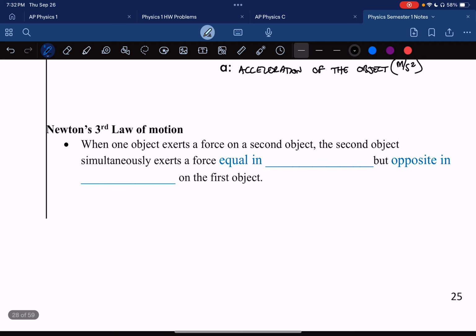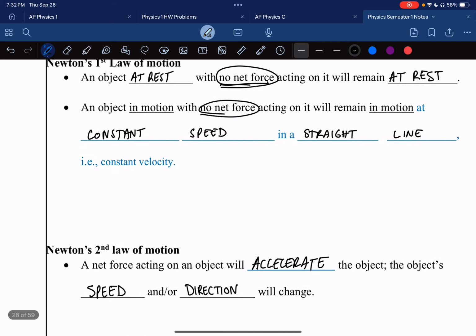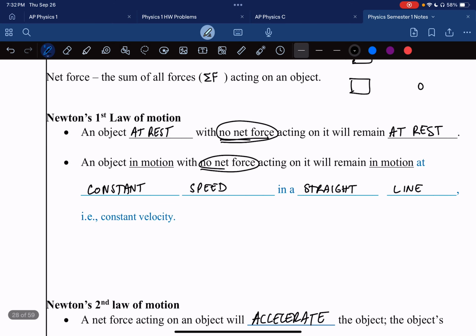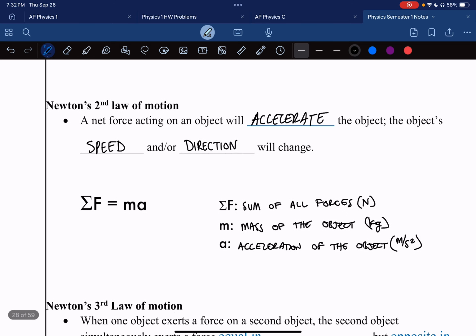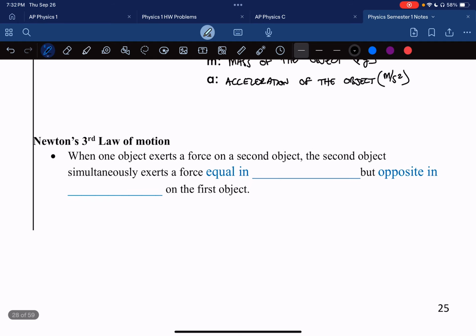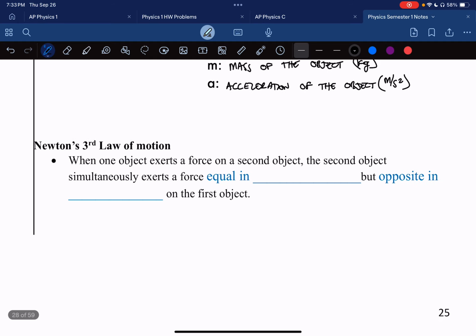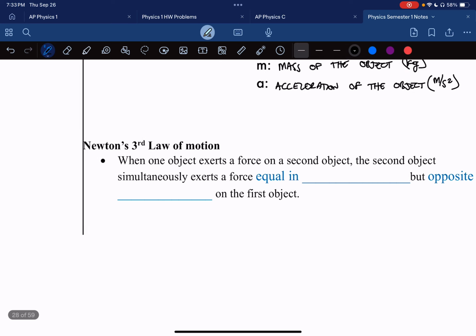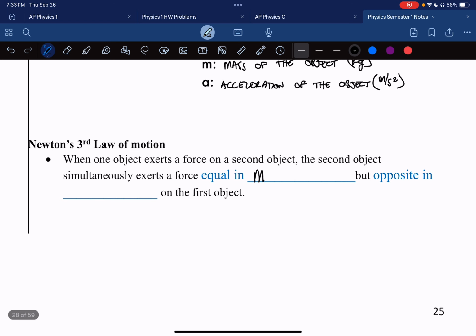And finally, Newton's third law. These other two laws really have to do with one object, mostly. Newton's third law has to do with two objects. When one object exerts a force on a second object, the second object simultaneously, that means at the same time, exerts a force equal in magnitude, so equal in amount, but opposite in direction, on the first object.